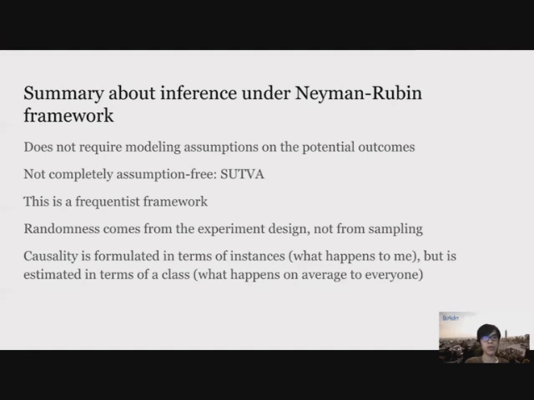And then causality is formulated in terms of instances. We have this notion of individual treatment effect, but when we want to estimate anything about causality, we can never think about individuals because of this fundamental problem of causal inference. Instead, we estimate it in terms of a class, so what happens on average to all the people in this study. In other words, we focus on the average treatment effects. This also means that if there's some heterogeneity, so if different people have different individual treatment effects, then this is unaccounted for, because we only think in terms of averages. In recent years, people have been focusing more on heterogeneity, but this is an advanced topic that is beyond the scope of our class.